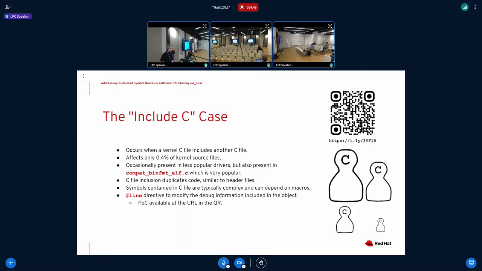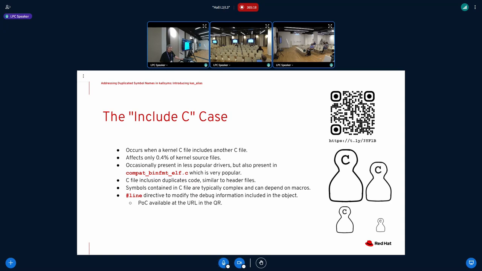Now, let's dive into the rare case in the world of duplicates, the infamous include C file scenario. This one is a bit special and deserves some extra attention. Most sorts of duplicate symbols are fairly straightforward, but when a C file includes another C file, things get messy. First off, let me reassure you, it isn't a common practice, thankfully.